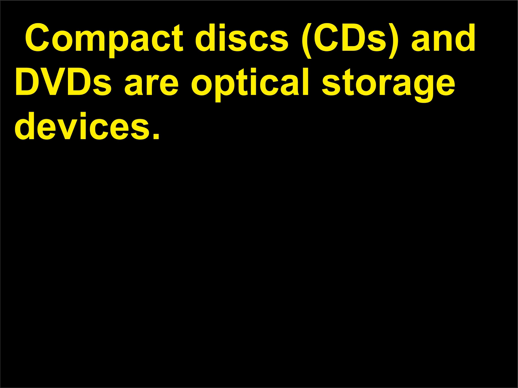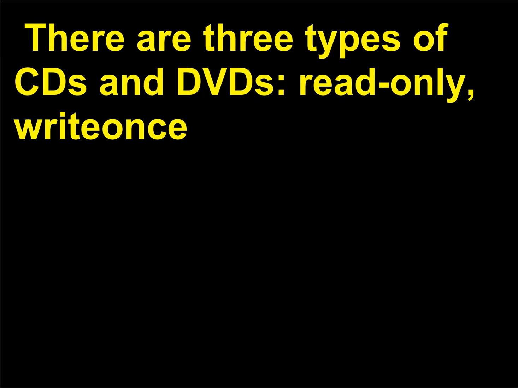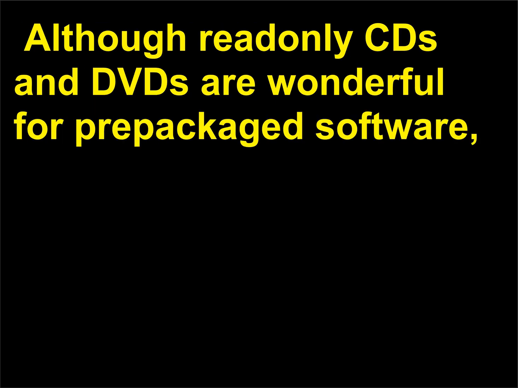Compact discs, CDs, and DVDs are optical storage devices. There are three types of CDs and DVDs: read-only, write-once, CD-R and DVD-R, and rewritable, CD-RW and DVD-RW. Although read-only CDs and DVDs are wonderful for pre-packaged software, they do not permit a user to save their own material.